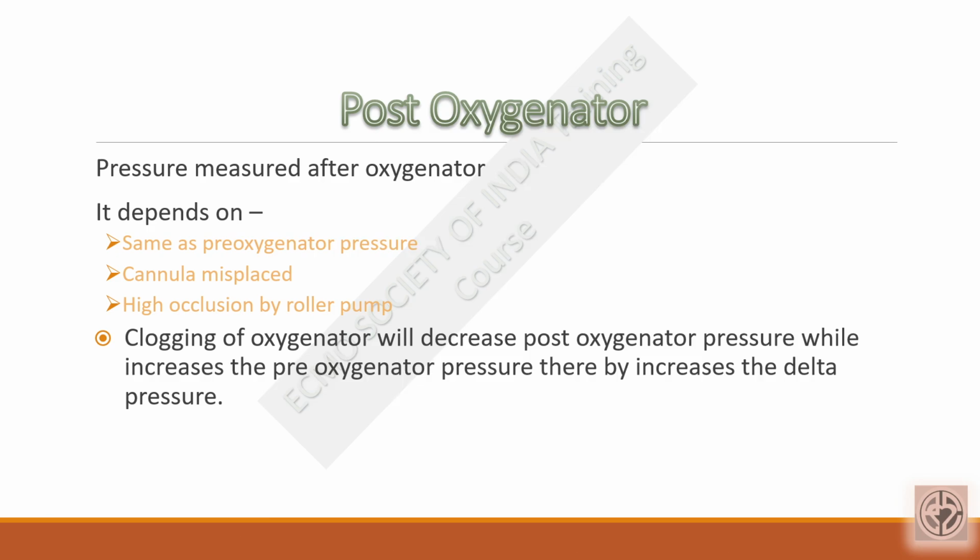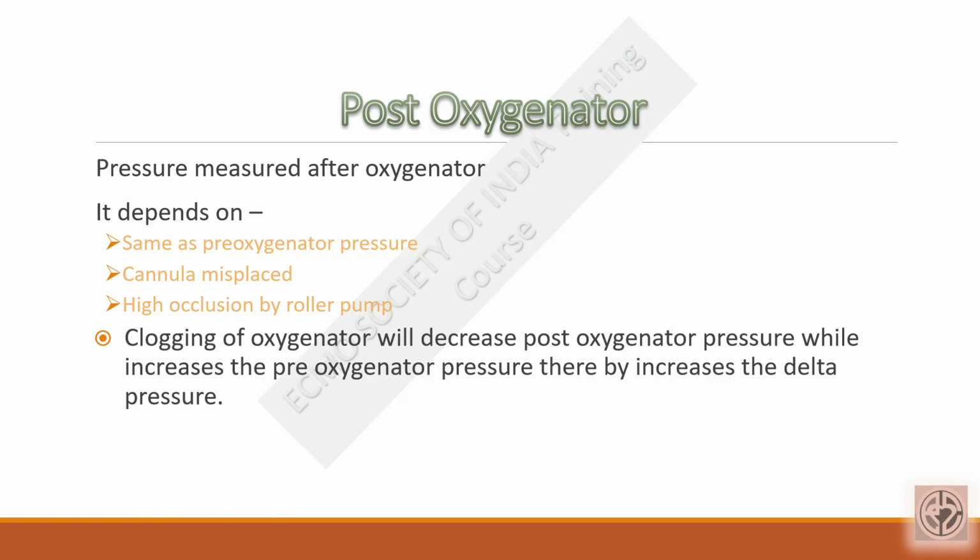Only difference is, if the resistance in the oxygenator increases, the P2 will increase because it is afterload. But for P3, it is the preload. So preload will decrease, so the P3 will decrease. Okay. So the transmembrane pressure will increase. So delta pressure will increase.